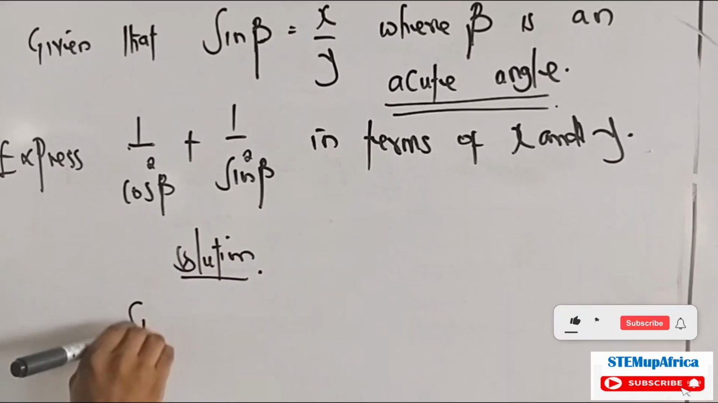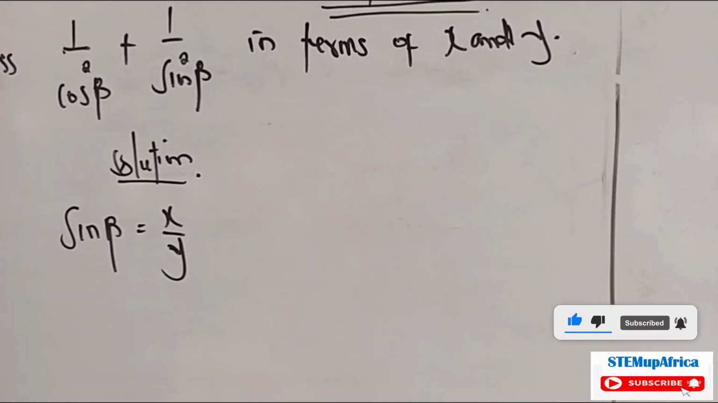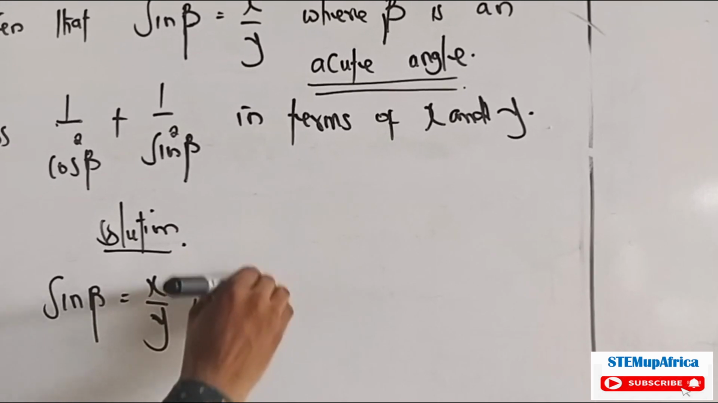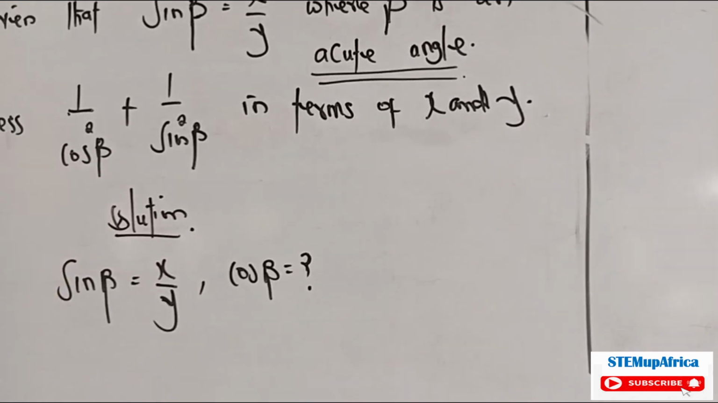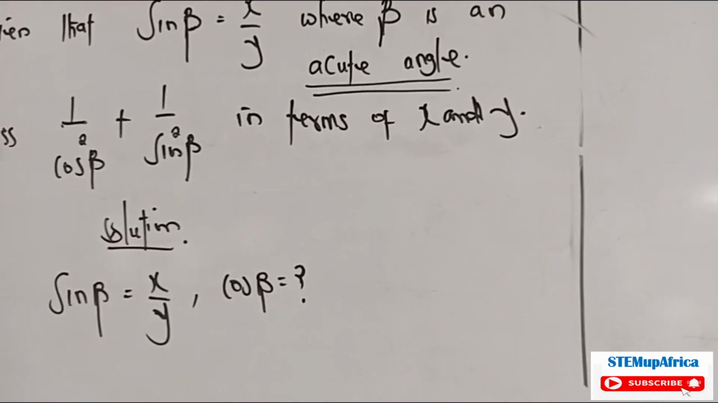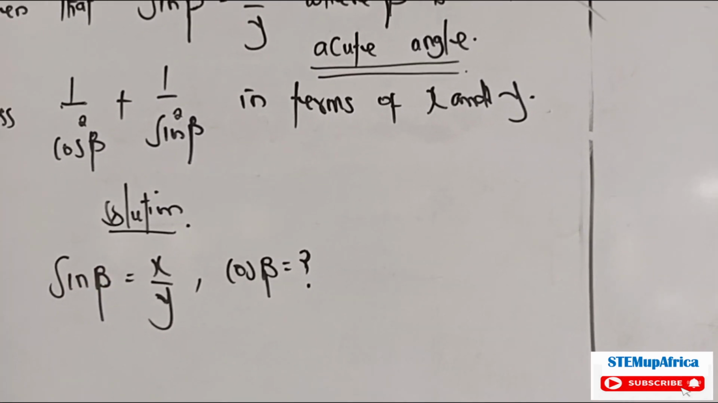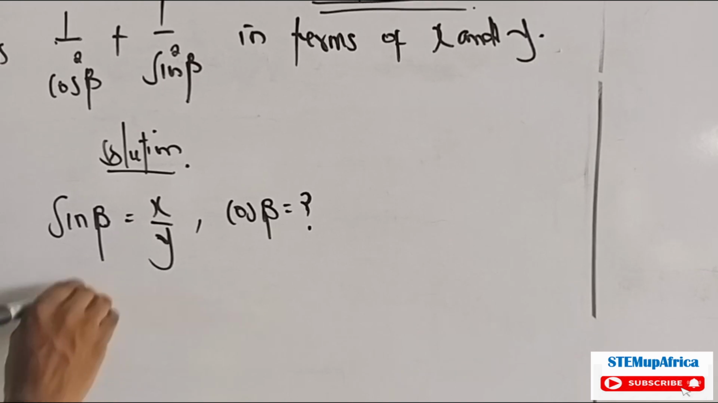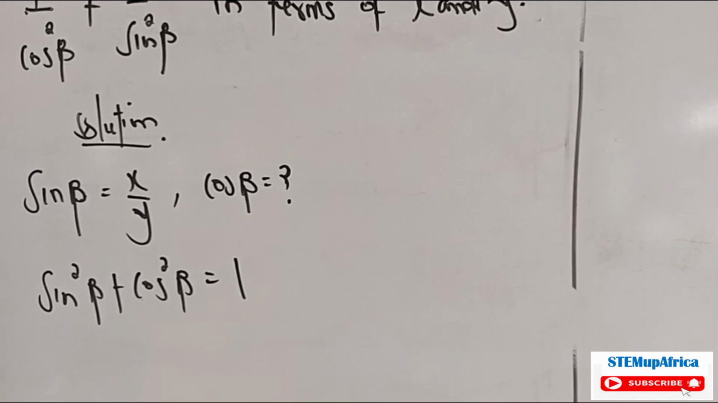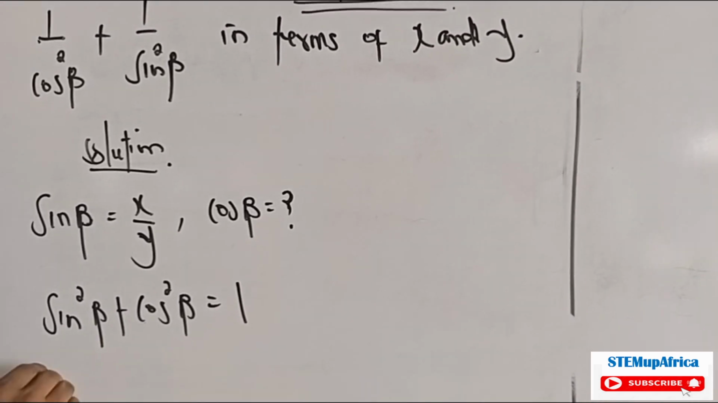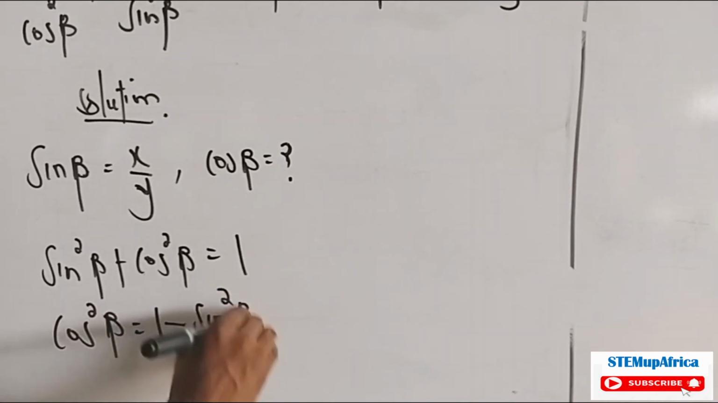We are given sine beta as x over y. So my responsibility now is to look for the value of cos beta. My cos beta becomes a question mark because we have cos beta in the expression. So how do we find cos beta? We can actually do this using the identity formula that says sine square beta plus cos square beta is simply 1. So let me make cos square beta the subject of the formula. My cos square beta will give me 1 minus sine square beta.